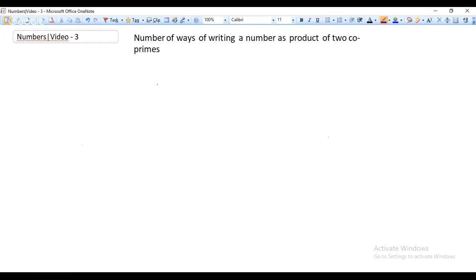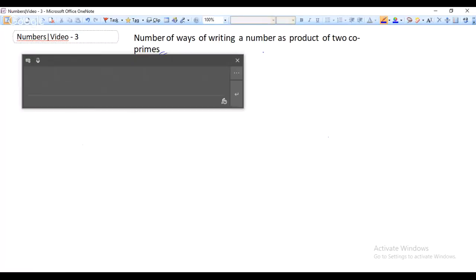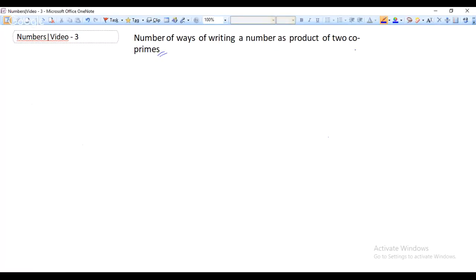Okay, so the first derivation we would do is finding the number of ways of writing a number as a product of two co-primes. Why is it so? So let's discuss the general formula first.